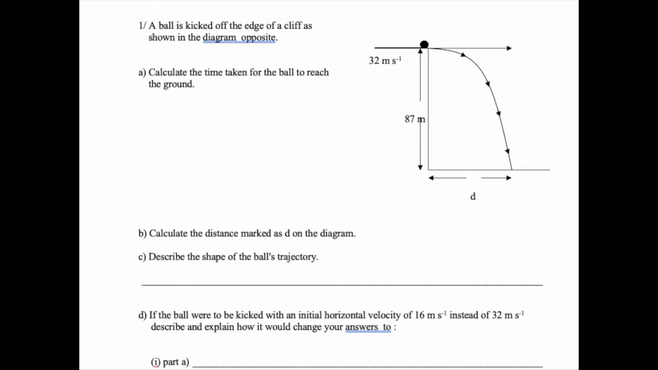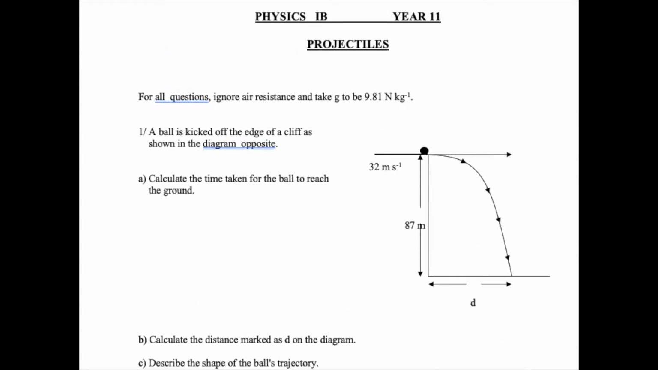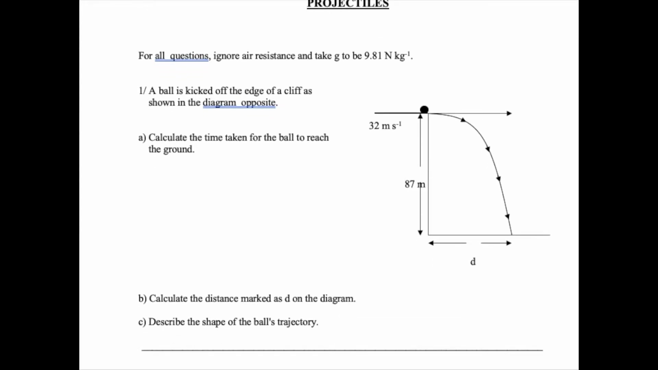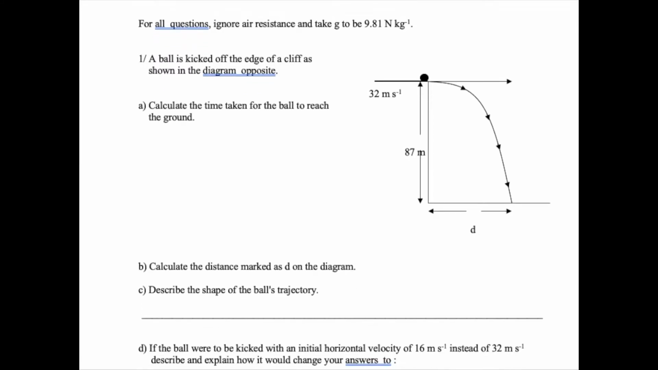Hello everyone. In this video I'm going to be explaining the solutions of the questions in your workbook on page 30. So if you open your workbook you can follow the questions from page 30. For all questions we are going to ignore air resistance and the gravitational acceleration will be 9.81 Newton per kilogram. This can also be written in meters per second squared.